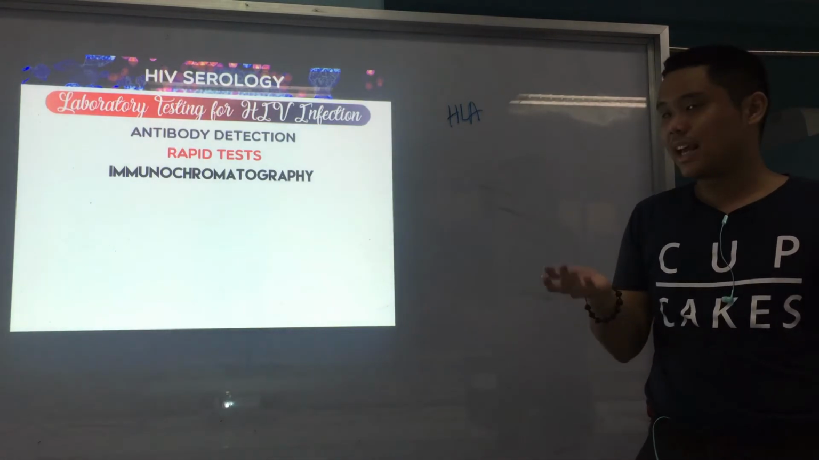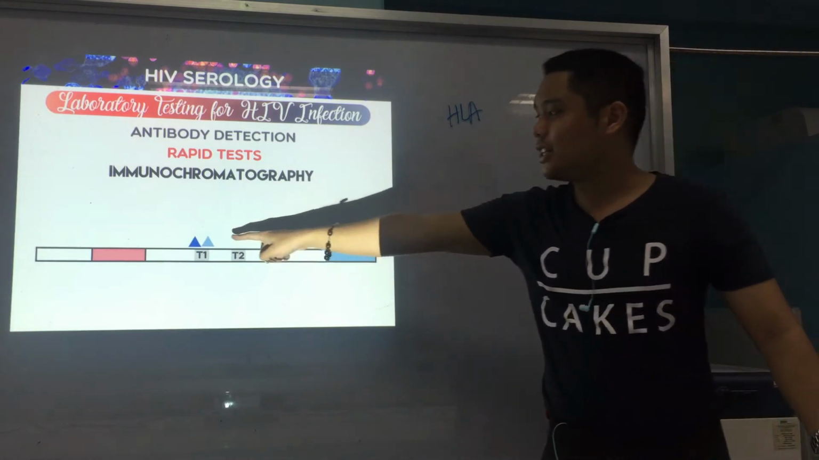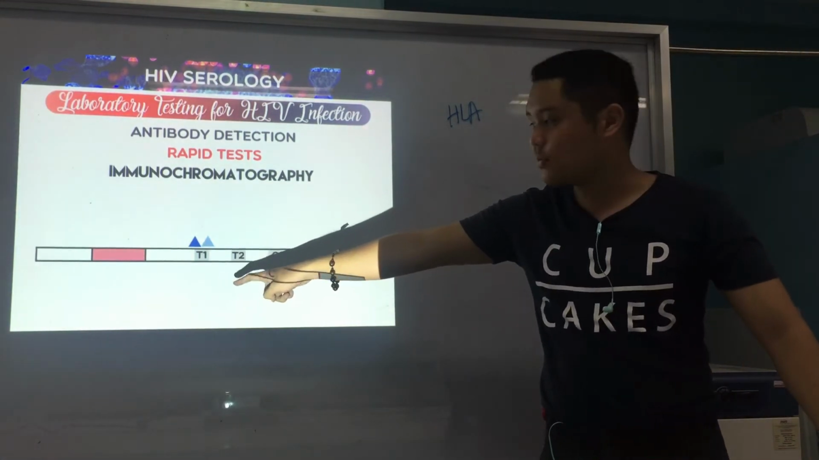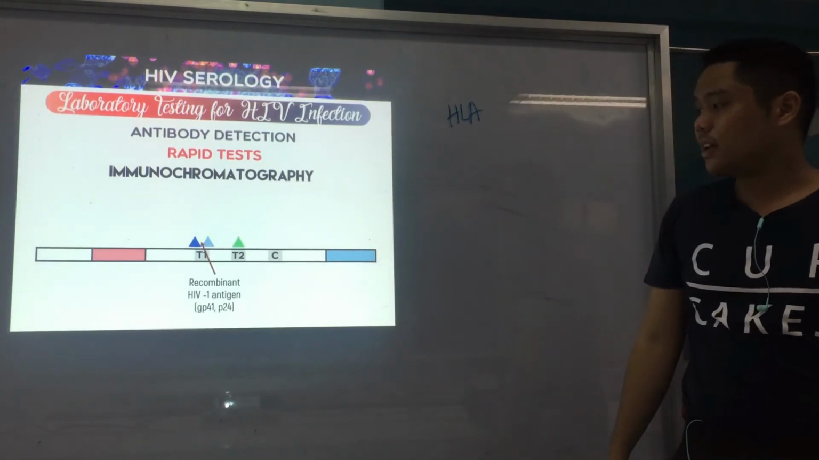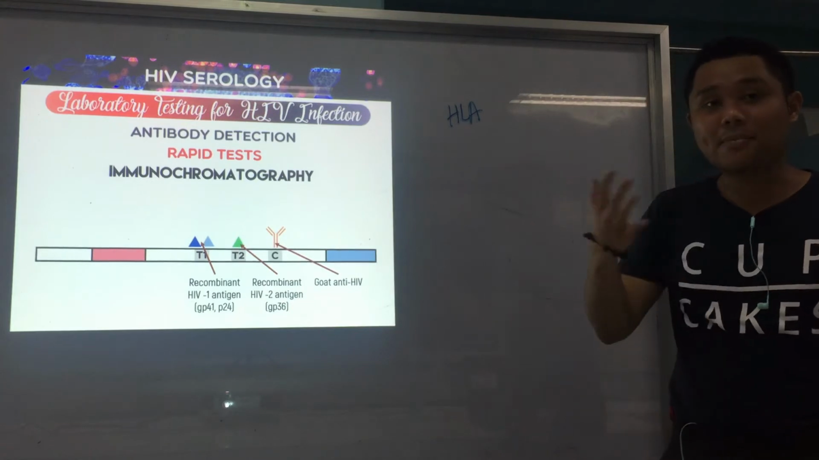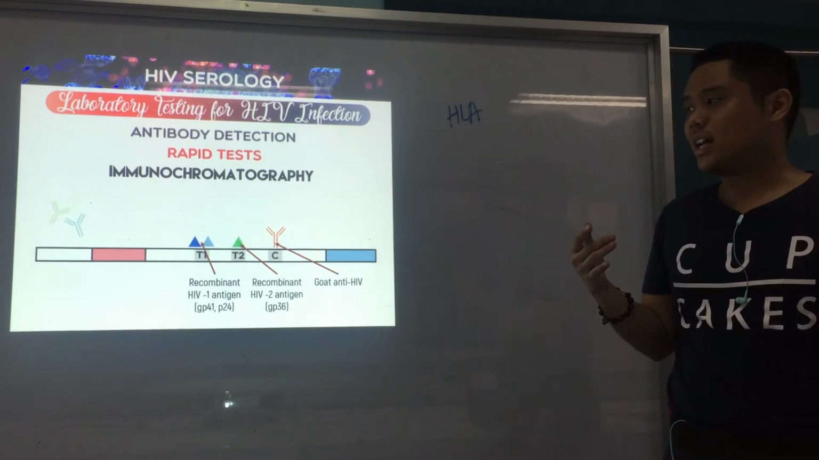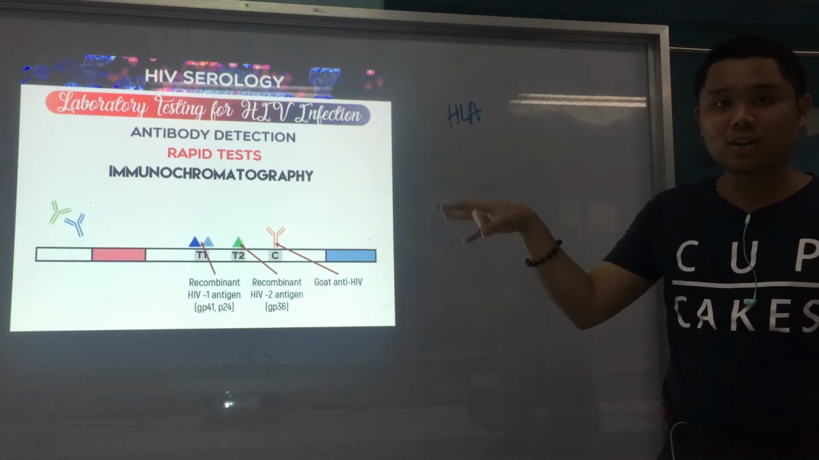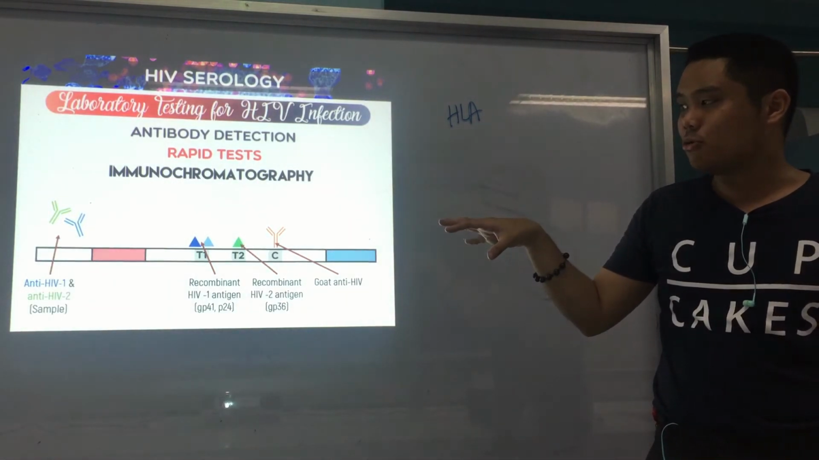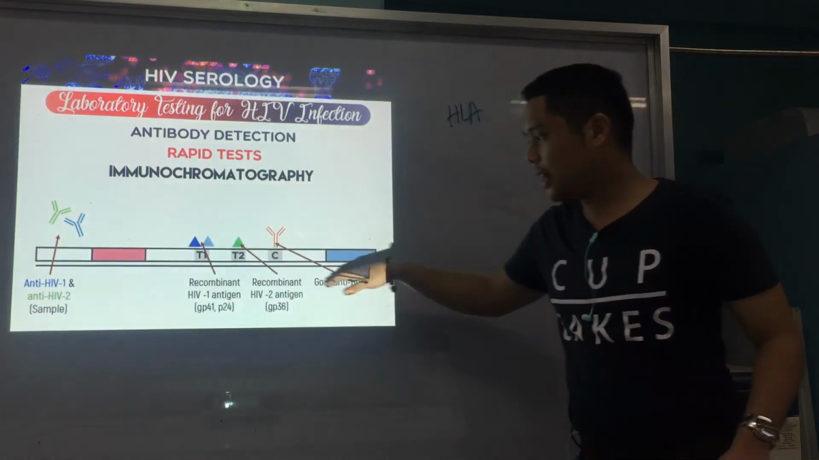So, for illustration purposes, here. These are your antigens, no? For HIV-1, GP41 and P24, and you have the recombinant antigen for HIV-2. And of course, the control is an antibody, anti-HIV, from a goat. Okay, goat anti-HIV. Now, the sample may contain HIV-1 and HIV-2 antibodies. So, green is the anti-HIV-2, blue is the anti-HIV-1. Now, of course, the flow is in this direction.